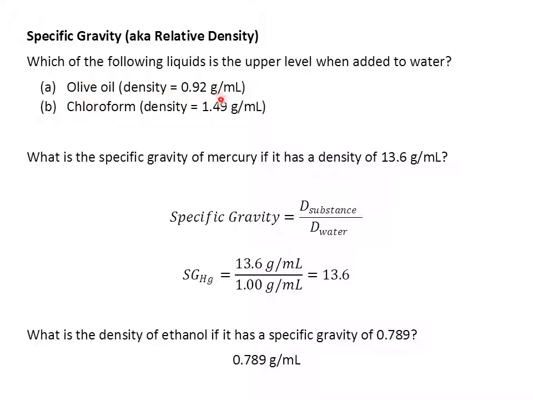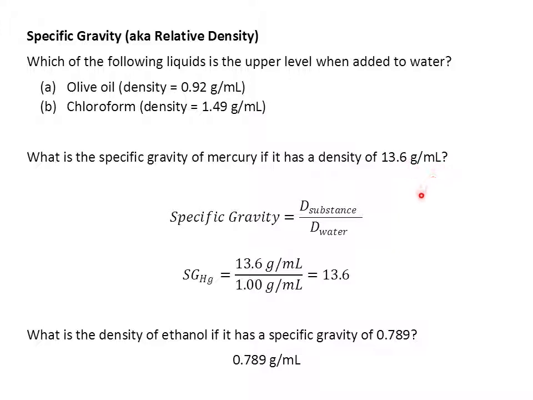So if we compare the density of olive oil to the density of chloroform, what we find is that olive oil has a density that is less than the density of water, and so we would expect it to be the upper layer or upper level. Chloroform has a higher density than water, so we would expect in that case chloroform to be the lower level, and then water would be the upper level.